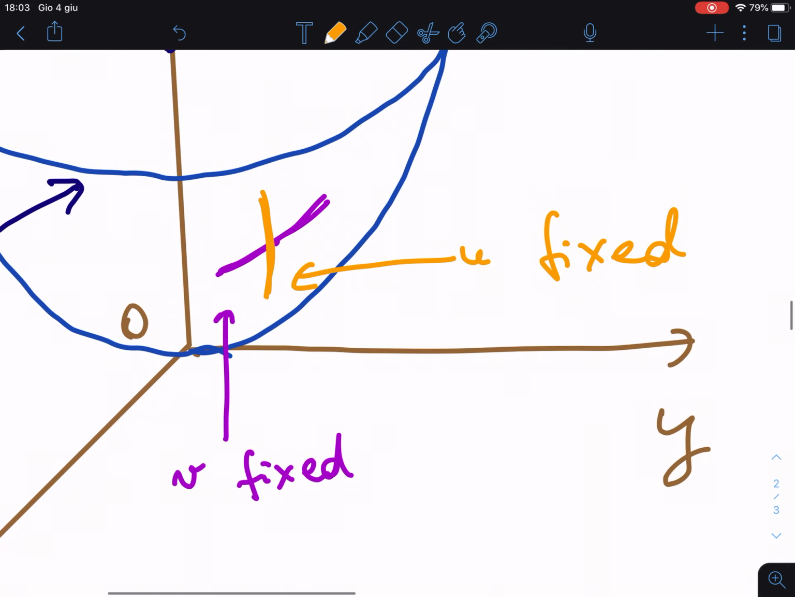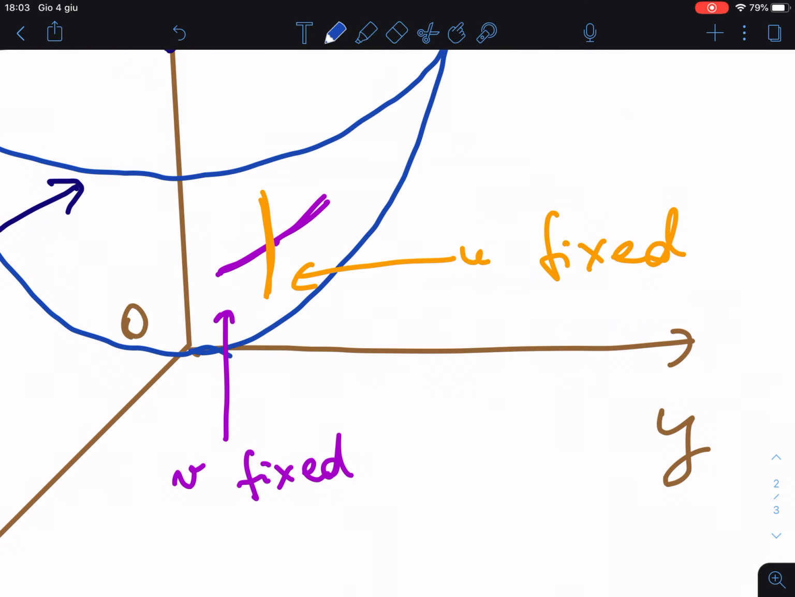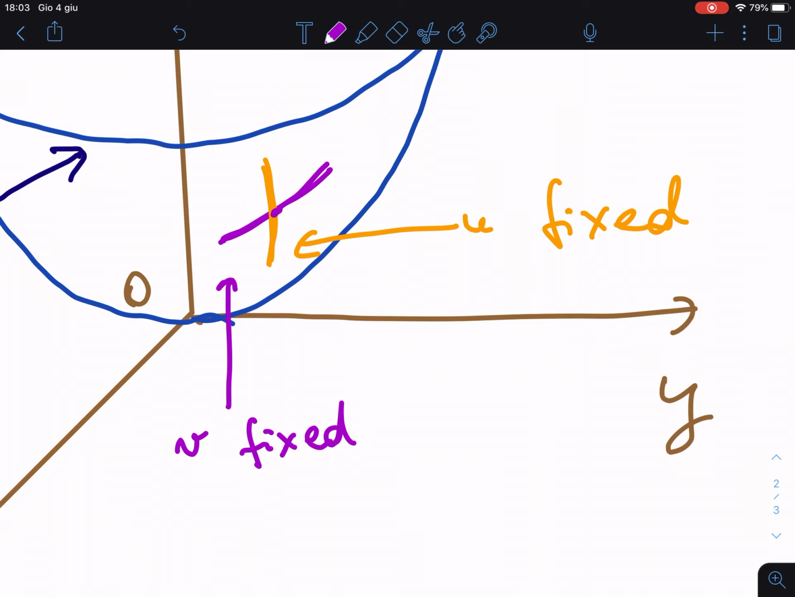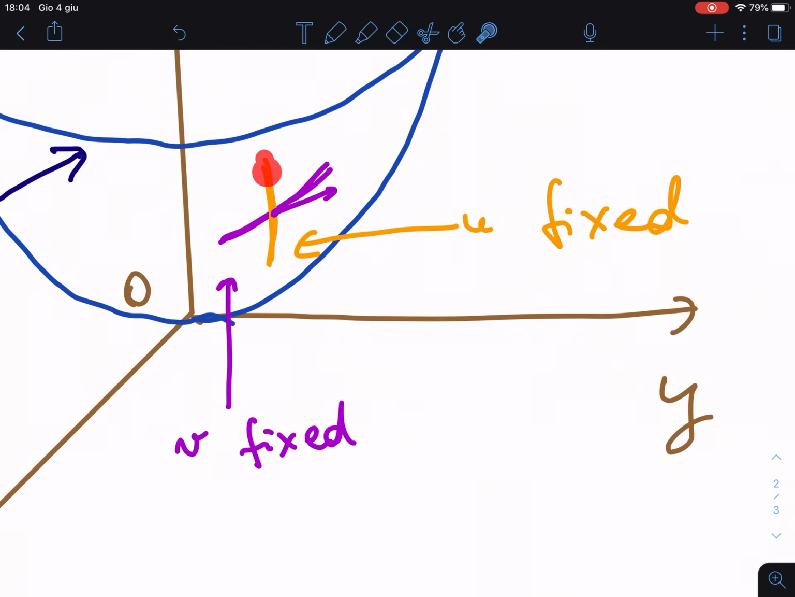But now, what happens when you differentiate? When you differentiate with respect to u, so v is fixed, then you find a vector in this direction, which is tangent to the purple curve, because v remains fixed. So you move u, so you are tracing this curve on the surface, and then when you differentiate it, you have a tangent to this curve. Vice versa, when u is fixed and you are moving v, what you do is to draw this curve here, and then you find another tangent like that.